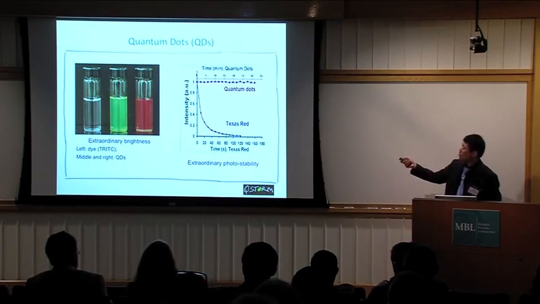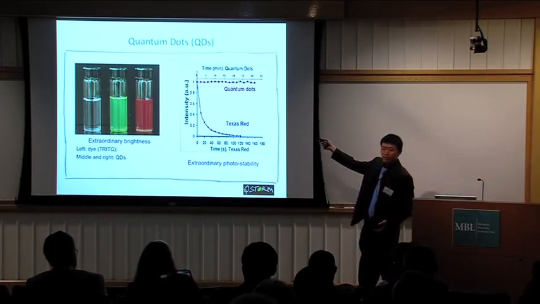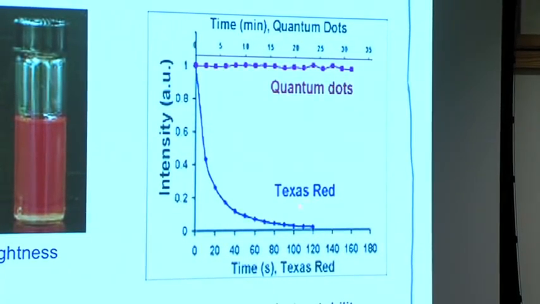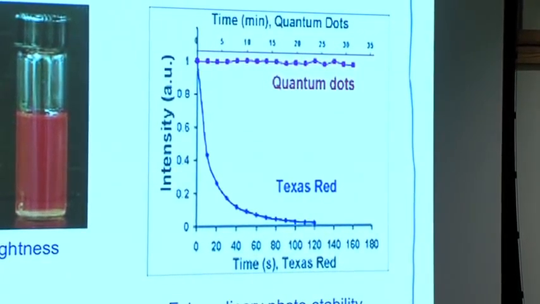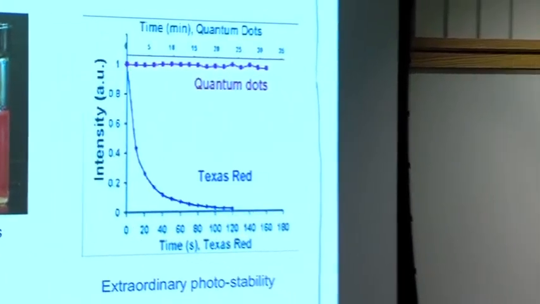And quantum dots are also much more stable against photobleaching. This is a quantum dot. After 30 minutes, they basically don't photobleach at all, but with a conventional dye, it loses its fluorescence completely after just 2 minutes.